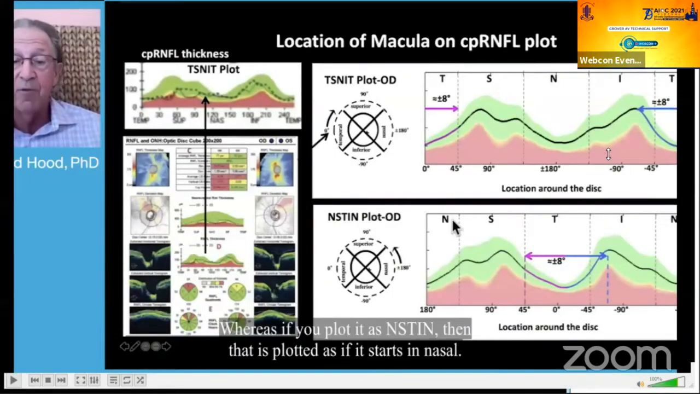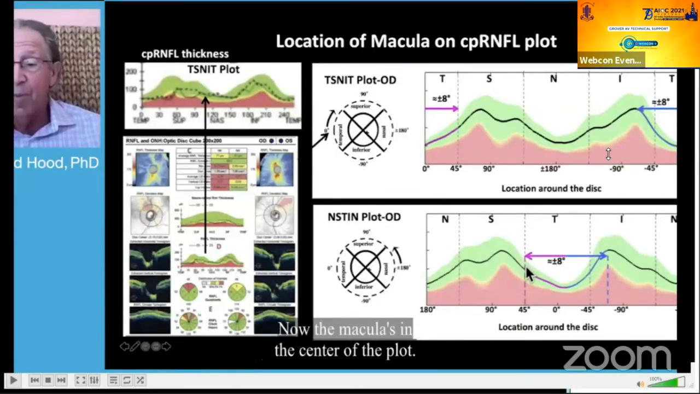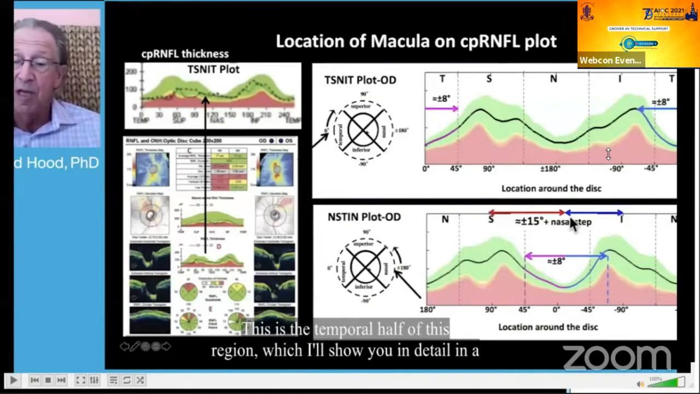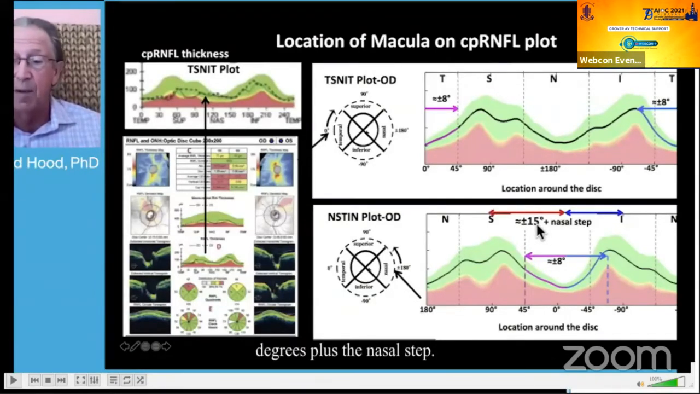Whereas if you plot it as an end-stin, that is, as if it starts in nasal, so now it goes nasal, superior, temporal, inferior, nasal, end-stin, now the macula is in the center of the plot. The temporal half of this region, which I'll show you in detail in a moment, would represent on your visual field about plus or minus 15 degrees plus the nasal step.